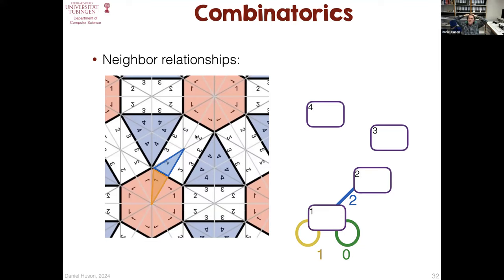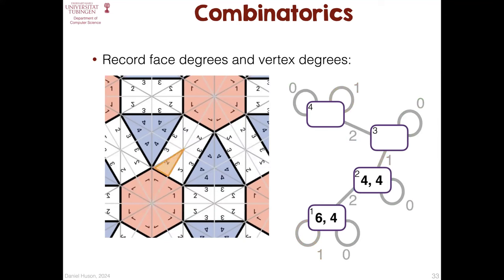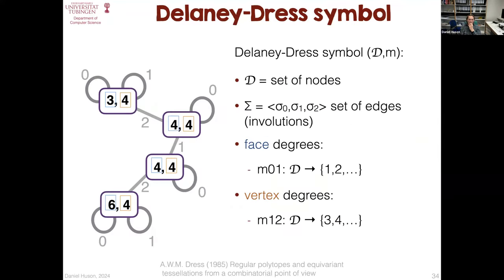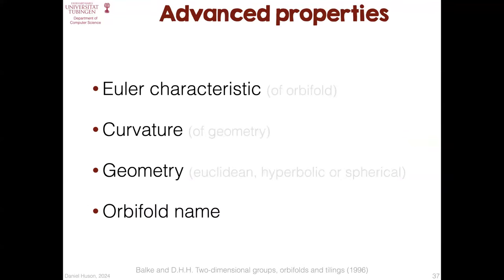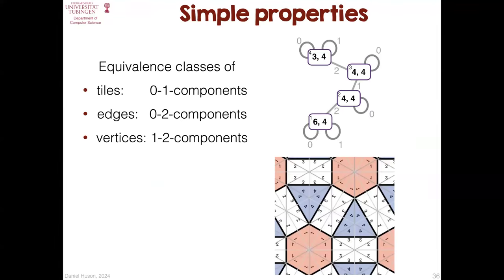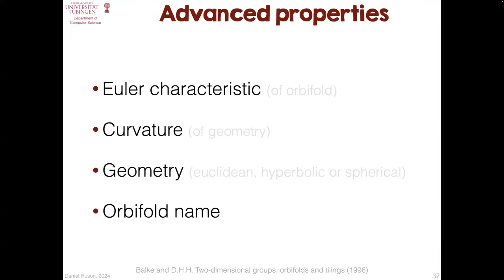There are a number of papers where we looked at three-dimensional stuff. I have one other question. In the next page, where you talk about the things that we can get from the Delaney-Dress symbol, how many of these can we not get from the orbifold? Because I was just trying to work out the orbifold.